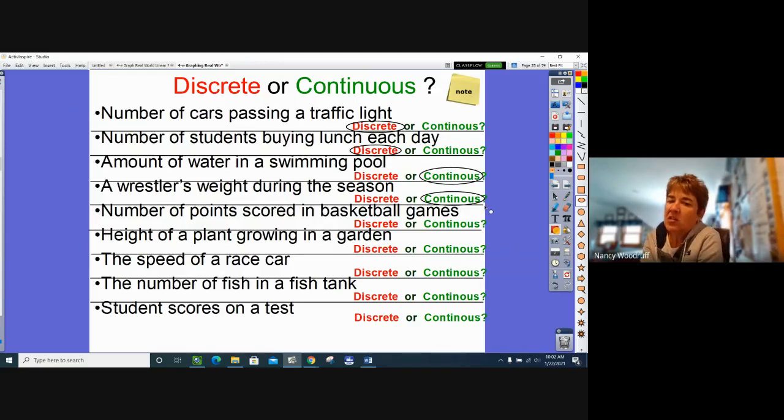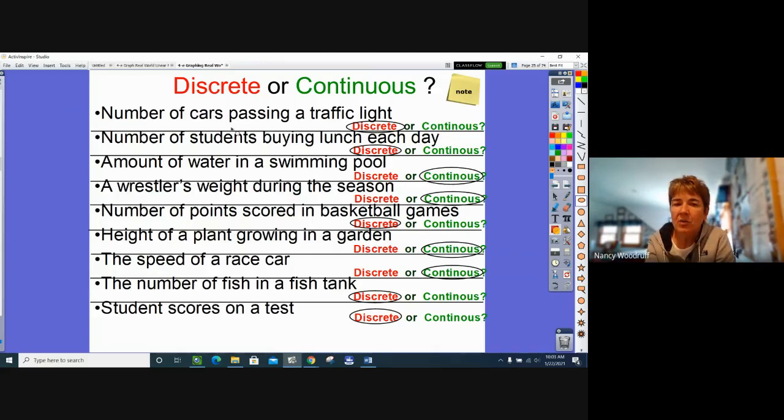How about the number of points scored in a basketball game? Discrete. You getting better at this, guys? How about the height of a plant growing in a garden? Continuous. It's a measurement. It goes through all the heights to go from when you saw it to the next time you see it. Speed of a race car? Also continuous. How about the number of fish in a tank? Discrete. And finally, how about your scores on a test? Also discrete. Even though Mrs. Woodruff will sometimes give you an 89.5 or something like that, I don't give you an 89.127. There's every possible score, isn't there.